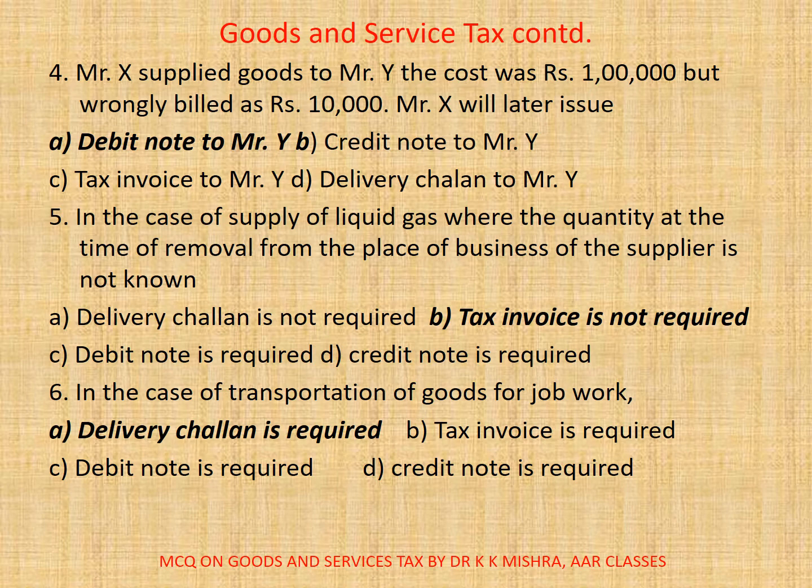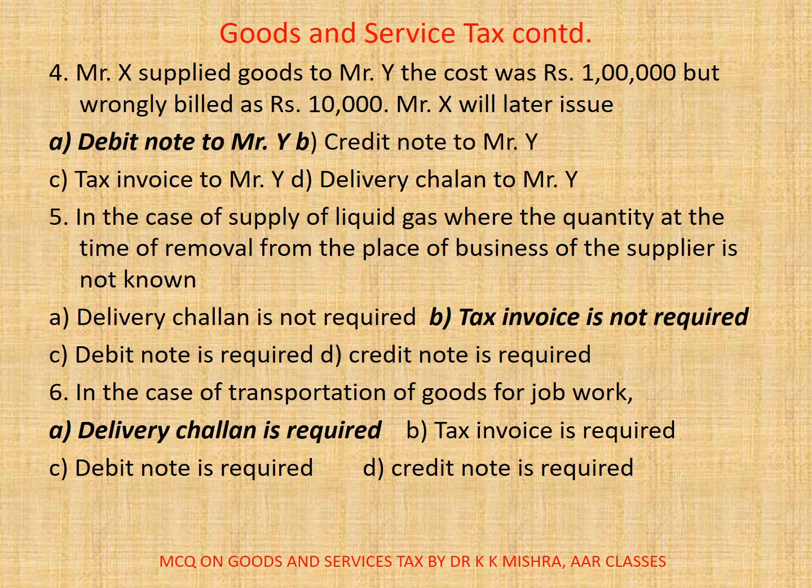5. In the case of supply of liquid gas, where the quantity at the time of removal from the place of business of the supplier is not known, options are: A. Delivery challan is not required, B. Tax invoice is not required, C. Debit note is required, D. Credit note is required. So here the correct option is B. Tax invoice is not required.